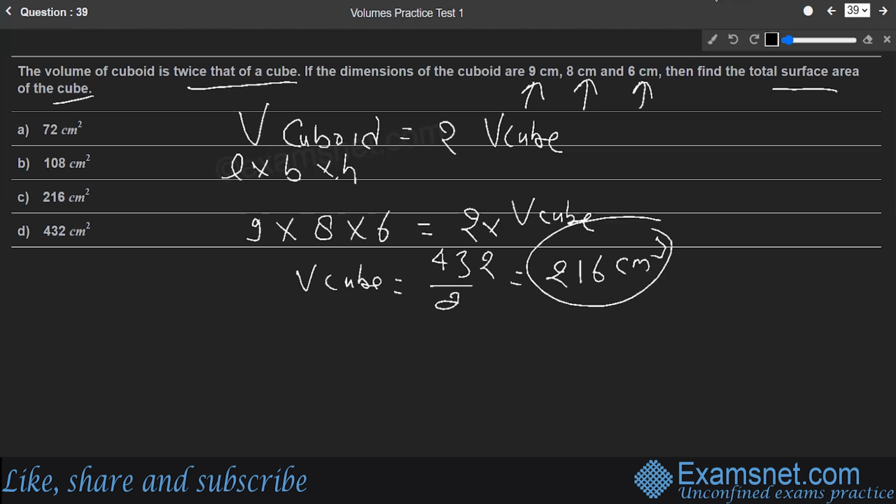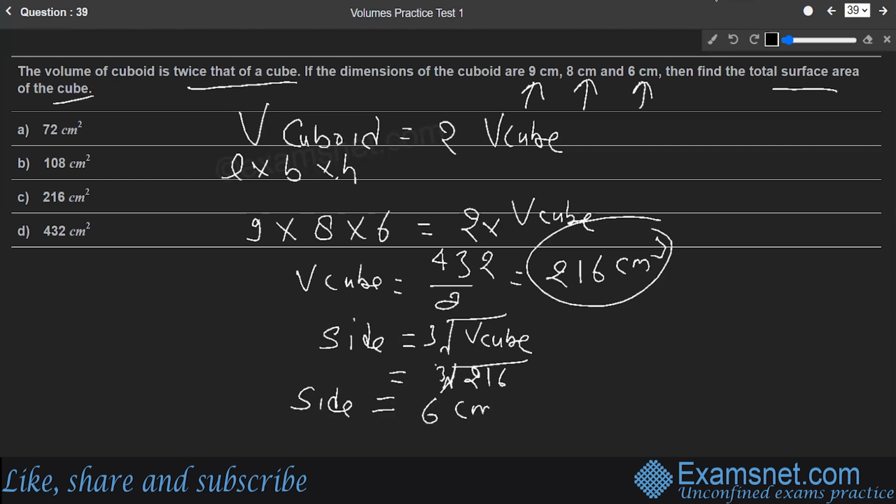For that, we need to find the side of the cube. Side can be found by taking the cube root of the volume of the cube. The cube root of 216 is nothing but 6, so the side of the cube comes out to be 6 centimeter. We need to find the total surface area of the cube, which is given by 6a square.